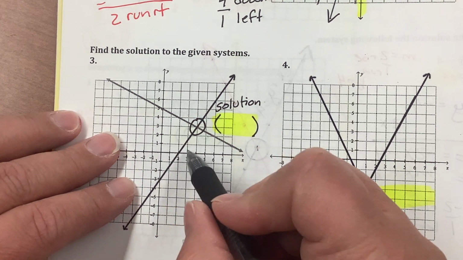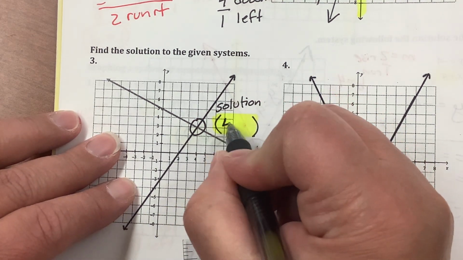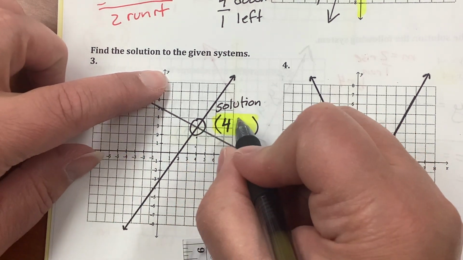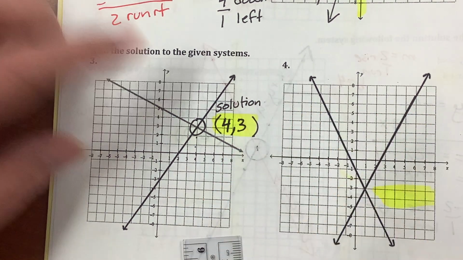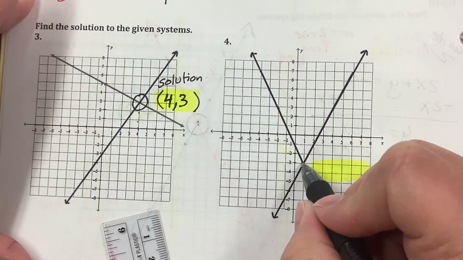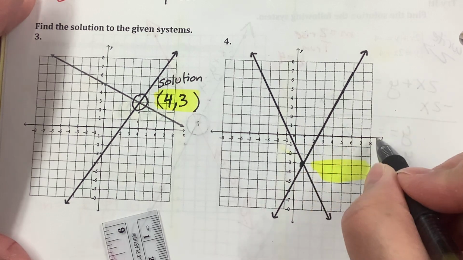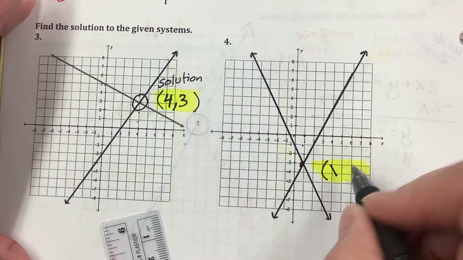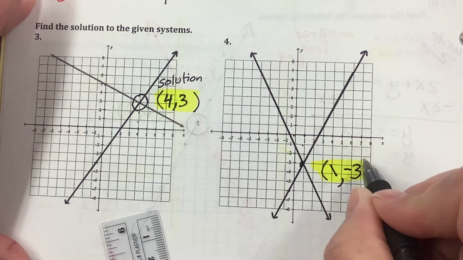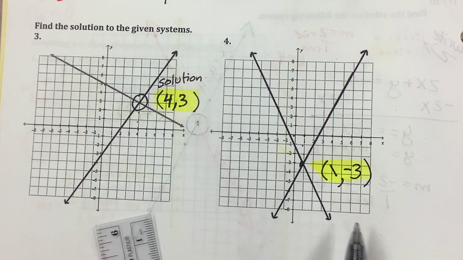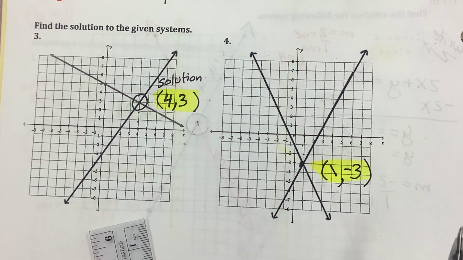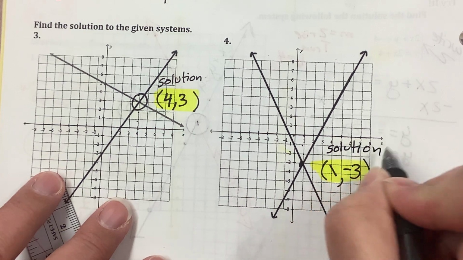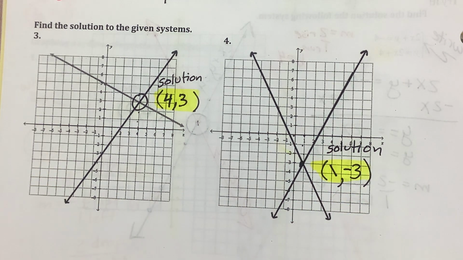Here we go. 1, 2, 3, 4 on the x line, and 1, 2, 3 in the y direction. So 4, 3. For this one, 1 in the x direction, and 1, 2, negative 3 for the y direction. Now, important parts. You have to have a comma and parentheses in order for it to be a solution. If all you do is write down the numbers, you're wrong. I love you, but you're wrong.